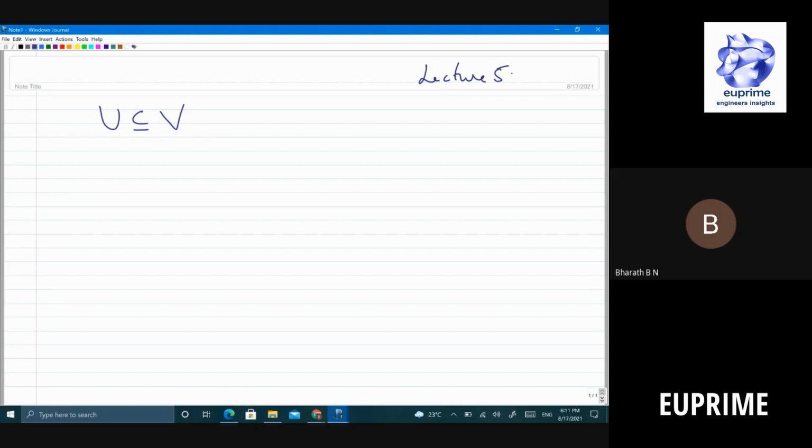And then it should be closed under linear combination. So if you take any two vectors and alpha, beta, the alpha beta linear combination of those two vectors should belong to the set. Closed under linear combination. Okay. So now let's look at a particular set.